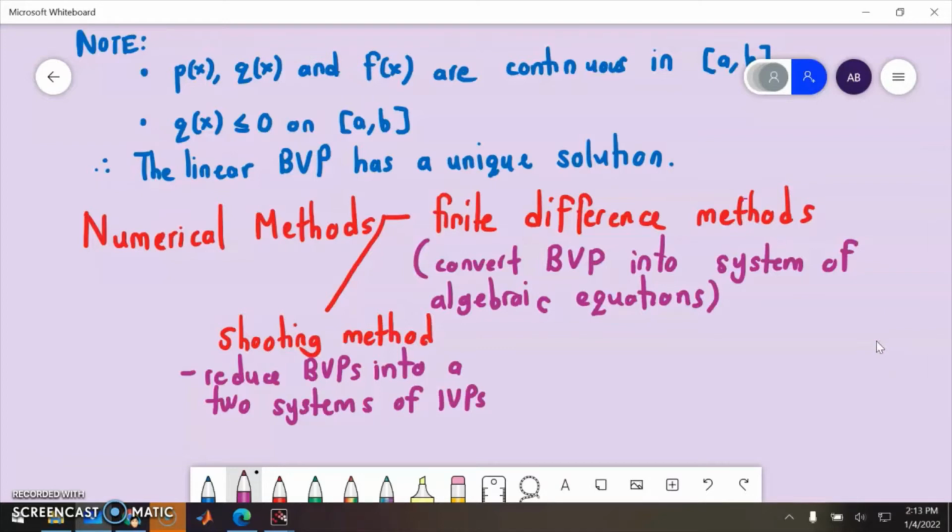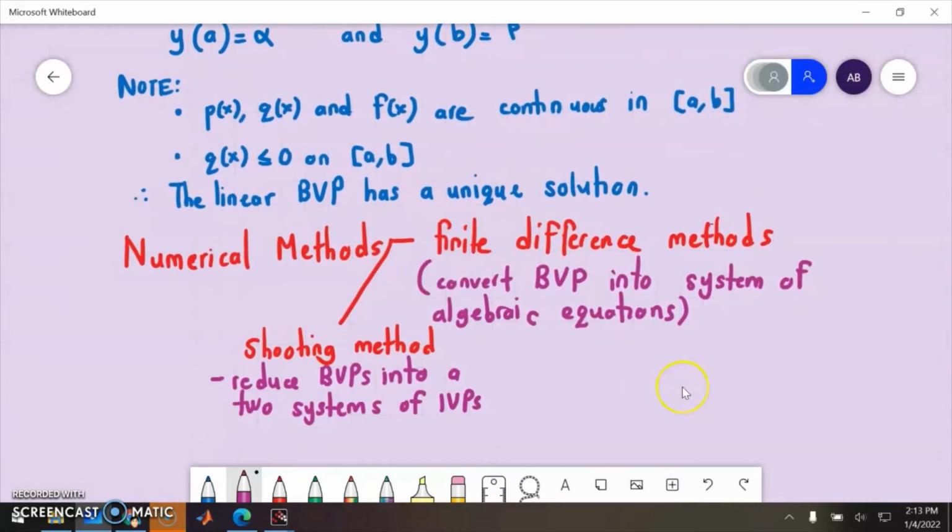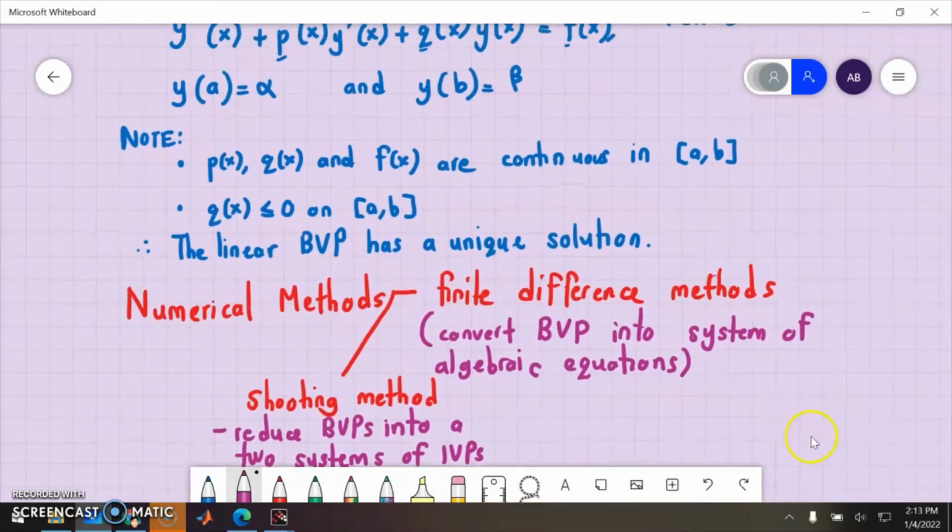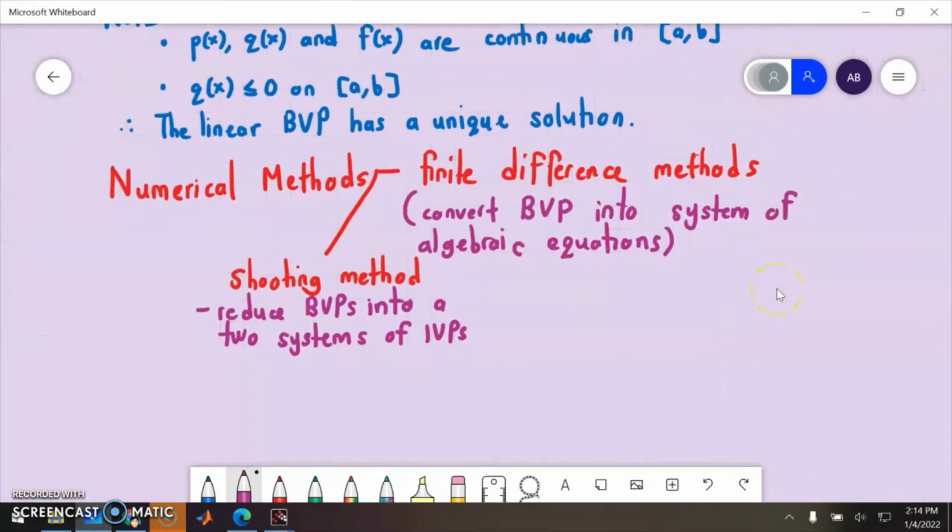So I'm going to just repeat. To solve this two-point boundary value problem, we can consider two numerical methods. The first one is the finite difference method. The whole idea of the finite difference method is to convert this boundary value problem to a big system of algebraic equations. And how are you going to do that? I'll show you after this.